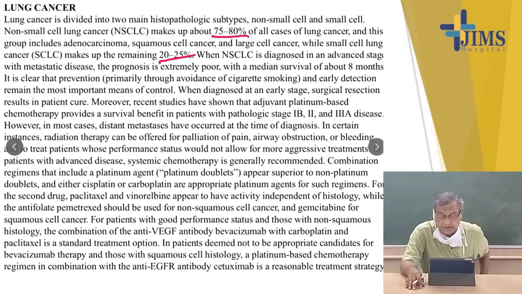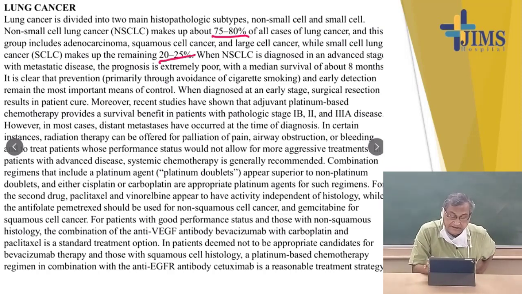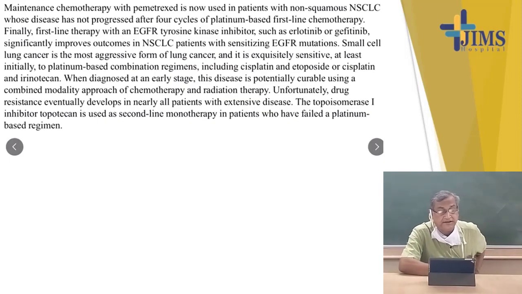In patients deemed not to be appropriate candidates for bevacizumab therapy and those with squamous cell histology, a platinum-based chemotherapy regimen in combination with the anti-EGFR antibody cetuximab is a reasonable treatment strategy. Maintenance chemotherapy with pemetrexed is now used in patients with non-squamous cell histology whose disease has not progressed after 4 cycles of platinum-based first-line chemotherapy. Finally, first-line therapy with an EGFR tyrosine kinase inhibitor such as erlotinib or gefitinib significantly improves outcome in non-small cell lung cancer patients with sensitizing EGFR mutations.